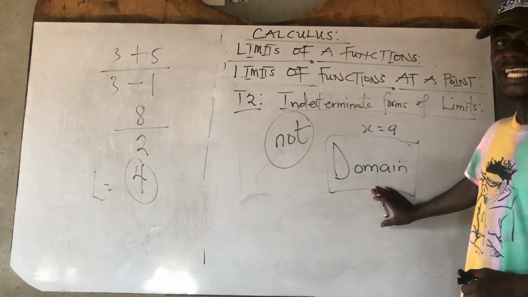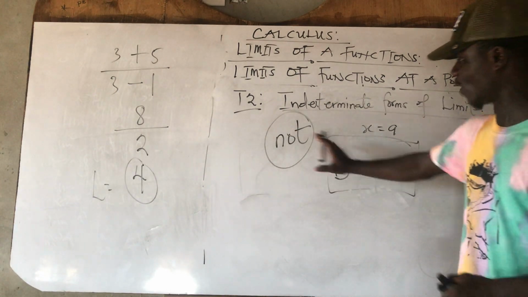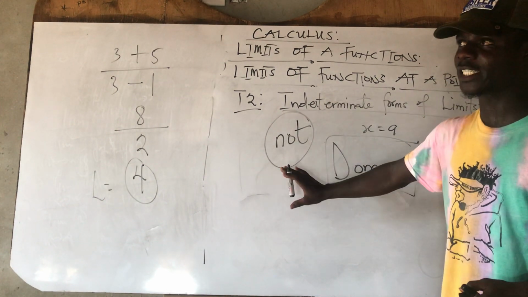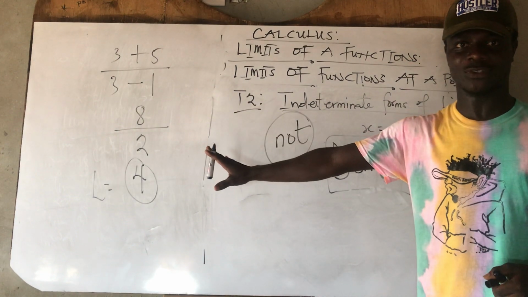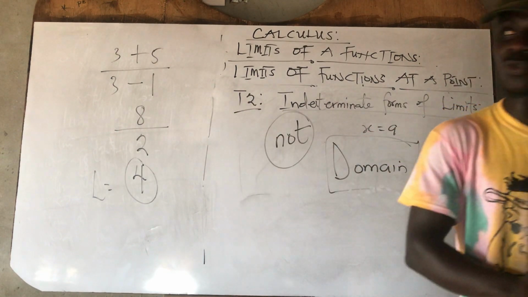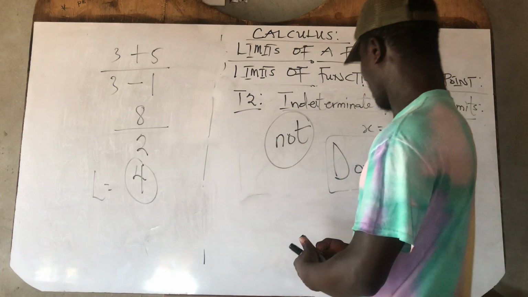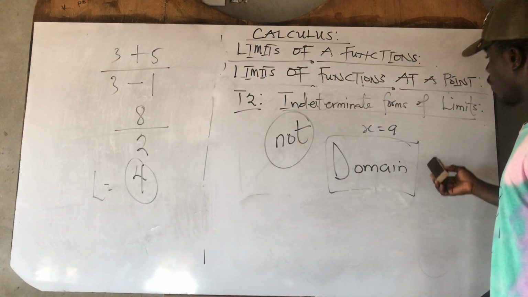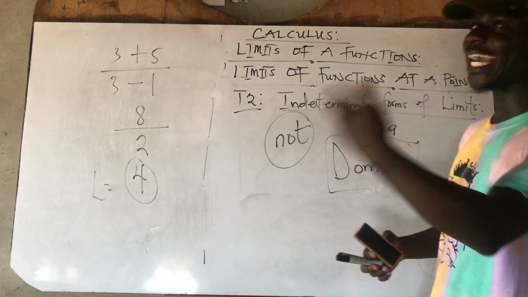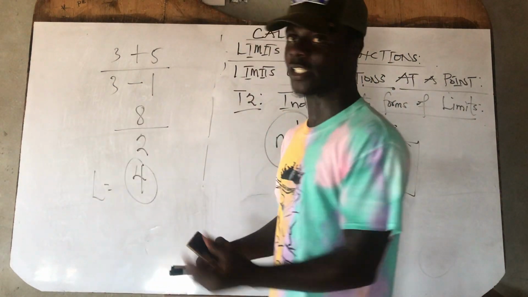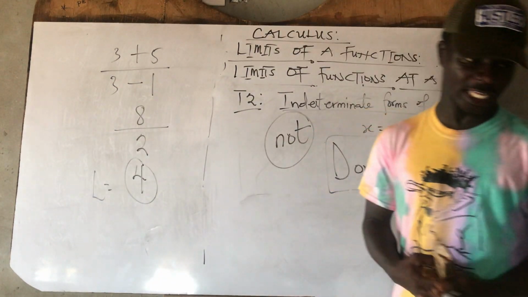So when you plug in any x value into the function, it will make the function be defined for that. Do you understand that? So that's what the domain of a function is. There are x values, and when you plug them into the function, it will be defined for that x value.